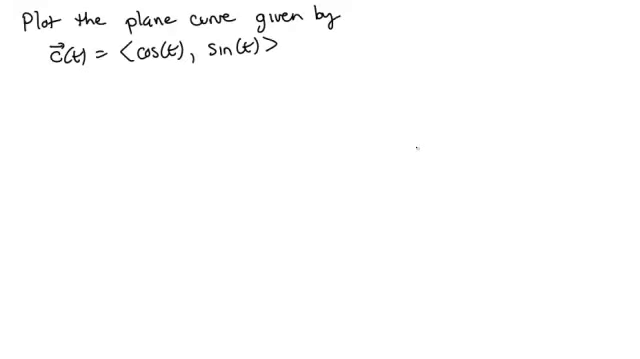Plot the plane curve given by c of t equals cosine t, sine t. So remember, the idea of this is we're going to start plugging in values of t, thinking of them as time, and we're going to see where the position vector is pointing, and then we're going to try to imagine that position vector flowing forward in time. So let's start off at time equals 0.